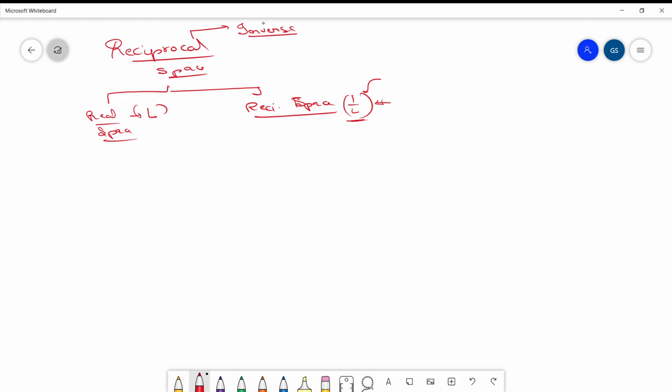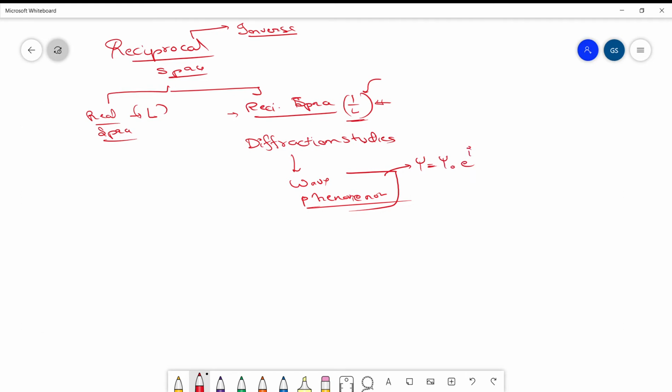We generally use reciprocal space for diffraction studies, and we'll see that in the later videos. Diffraction is actually a wave phenomenon. You'll agree on this part. Now, a wave phenomenon can be understood better if we have a wave equation, obviously. So psi equals psi naught e to the power i k dot r. This is a general wave equation, or we can say wave function equation.